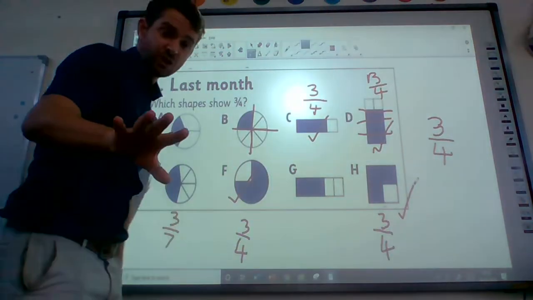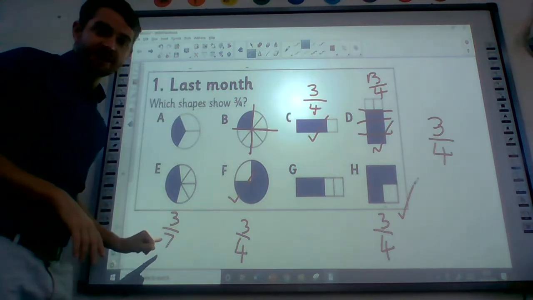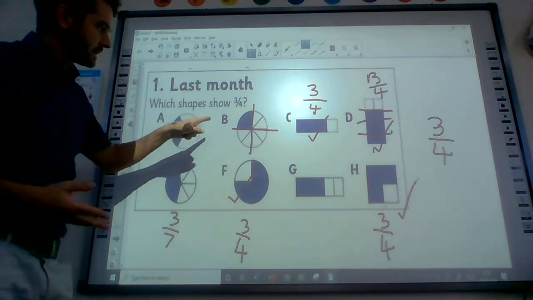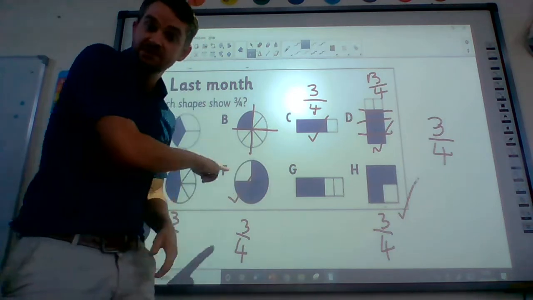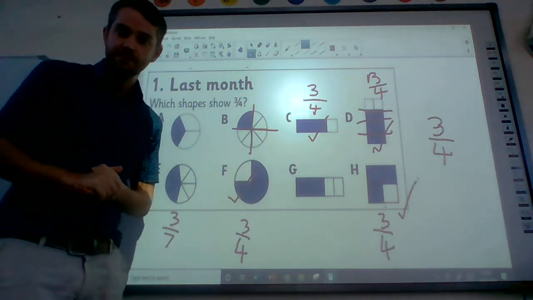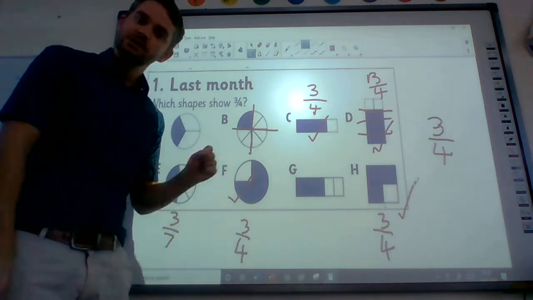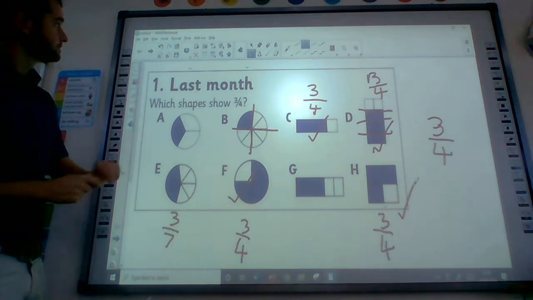If you're feeling super confident, you could label the other fractions that are there. So like I have done with 3/7, you could label A, what is it? B, what is it? And G. You could write the fraction shown in those examples. If you're finding this tricky, ask your grown-up to send me a message, and I can always give you a little bit of extra fractions stuff to do at home.